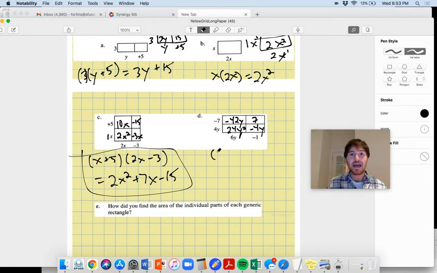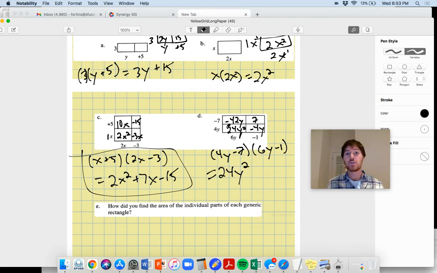What's my height? My height is 4y minus 7. And remember, area is the product of height times width, or base times height. My base here is 6y minus 1, and that is equivalent, right? You're just getting tons of practice today, to 24y squared. Here, let's combine our like terms. We get -46y plus 7. We are good to go. We get those two down here, okay?